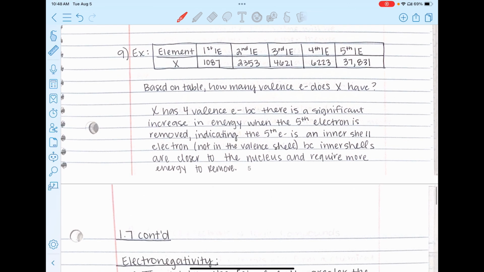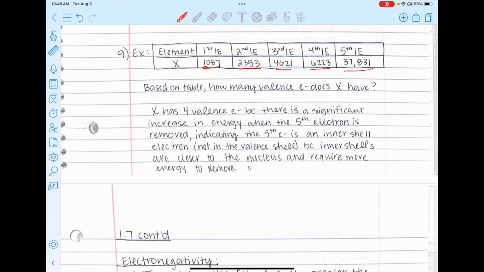Example 9. You're given some information in a table here on element X. You're given the first through fifth ionization energy, and you're told to investigate, based on this table, how many valence electrons X has. So how can we tell? We're trying to identify something that looks different in this table. Notice we have 1,000, about 2,300, 4,600, 6,200, 37,000.